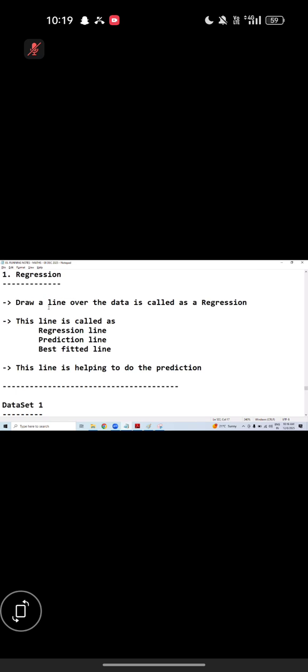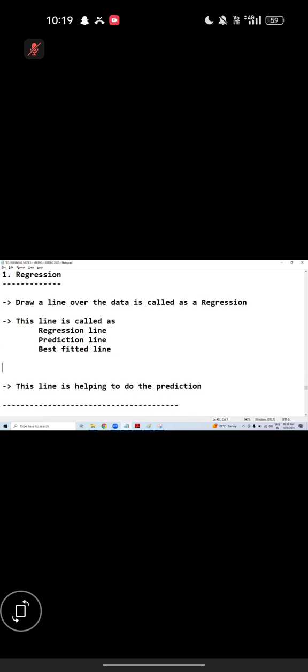Easy, very easy. Now let me ask you one question. What is the time? 10:19. So we have a good amount of time. What is a regression? Just a simple definition: draw a line over the data. That line is called a regression line, prediction line, best fitted line. Why this line? Actually, this line is helping to do prediction. Why this line?